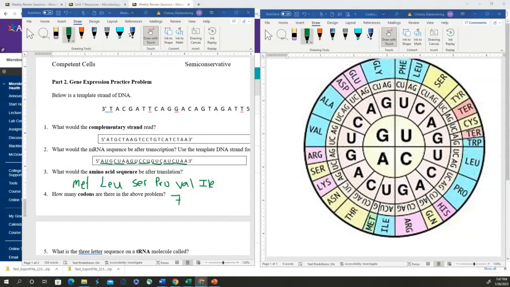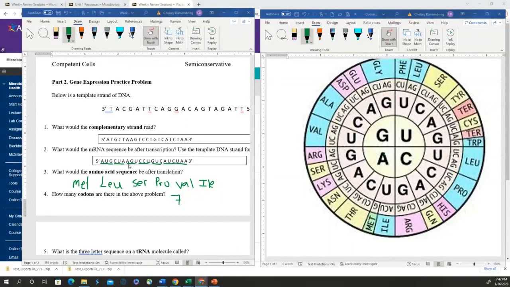Sorry. Throat is so scratchy. Because there's no amino acid called stop, you don't put anything here. So you're always going to have one less amino acid than you do codons, right? We had seven codons, seven sets of three, and we have six amino acids. And that's how it should be.